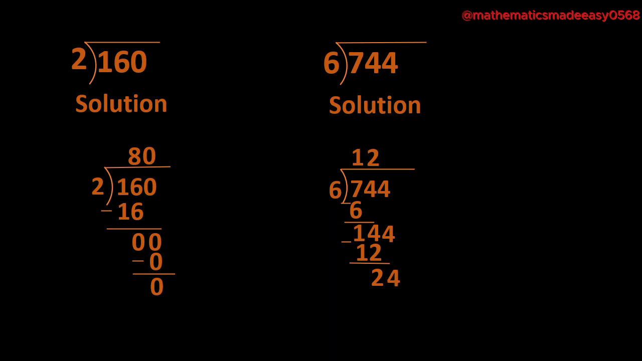Again, ask how many 6 can we find in 24? That is 4 6. So we write our 4. 4 times 6 is 24. Then we subtract to give us 0. If you watch, we have gotten 0 as the last after subtracting, so we are not dividing again. So the final answer here is 124.